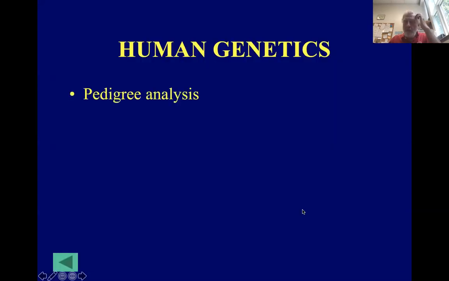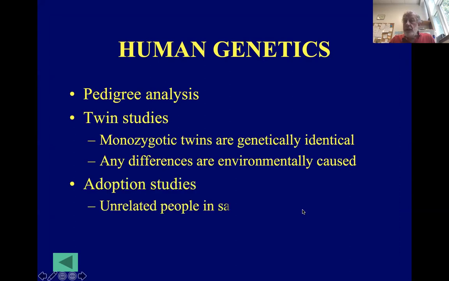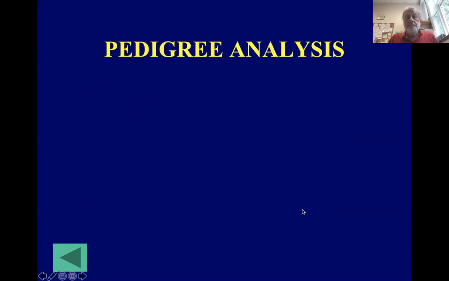So mostly what we'll discuss in this unit is pedigree analysis, and I'll show you how to read and interpret pedigrees. Also, we can use twin studies. Monozygotic twins are identical twins, and of course, they're genetically identical people, and anything that they differ by has to be caused by the environment. And then adoption studies look at unrelated people in the same environment. So if they show some of the same things, then those had to be caused by the environment.